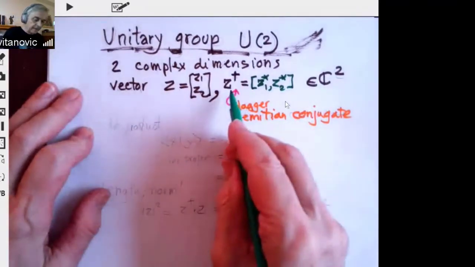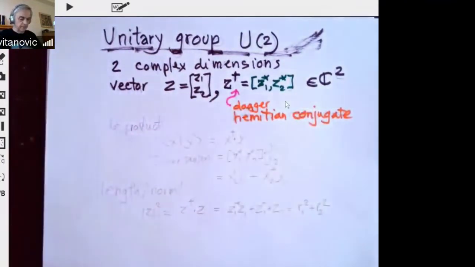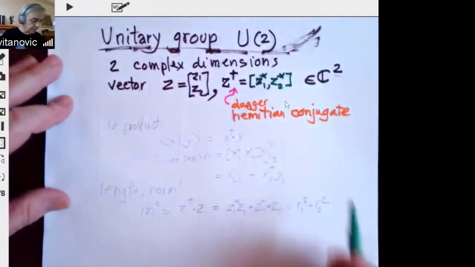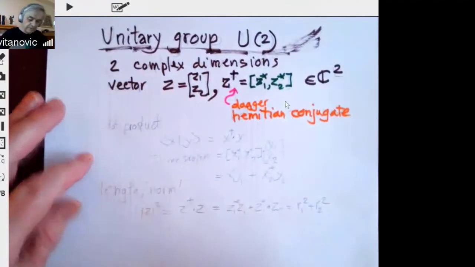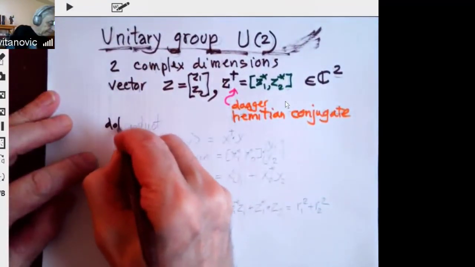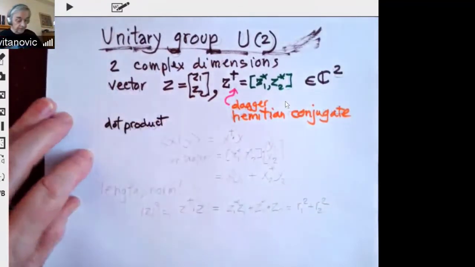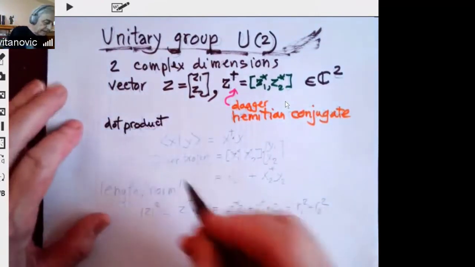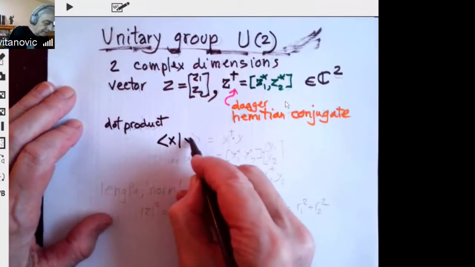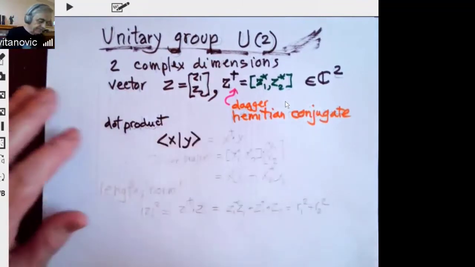But anyway, you can define a Hermitian conjugate where you transpose the vector, so you make a column into a row, and every element of it you take the complex conjugate. When you do this, you can define a dot product between two vectors in a complex space. And there are various notations. So in physics, quantum physics, people often use Dirac notation.